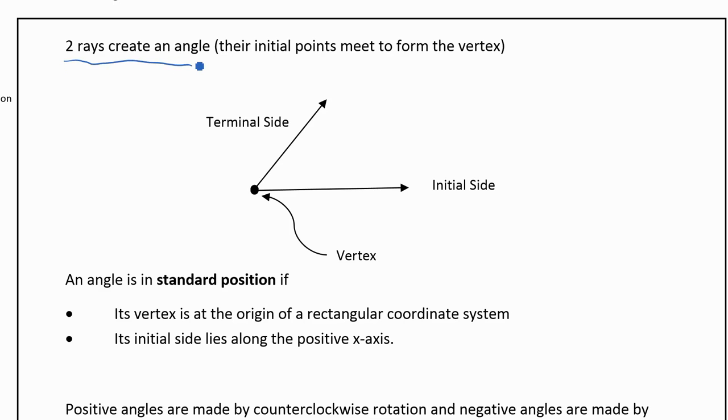Now a ray is, you've got an end point and then it goes off for infinity in one direction. So kind of think of it as a one-sided line, okay? Kind of like a line segment, but in one direction it goes off for infinity. And the end point is called the initial point. So if we take two rays and join them at their initial point, they form what we call the vertex, and we have an angle.